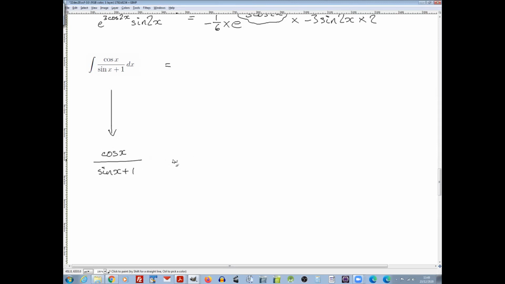What's the inner function? B sine x plus 1. Yeah. Good. And the outer function? And the outer function cos x. No. Careful. Notice it's not, if the outer function was cos, it would have to be cos of this result.